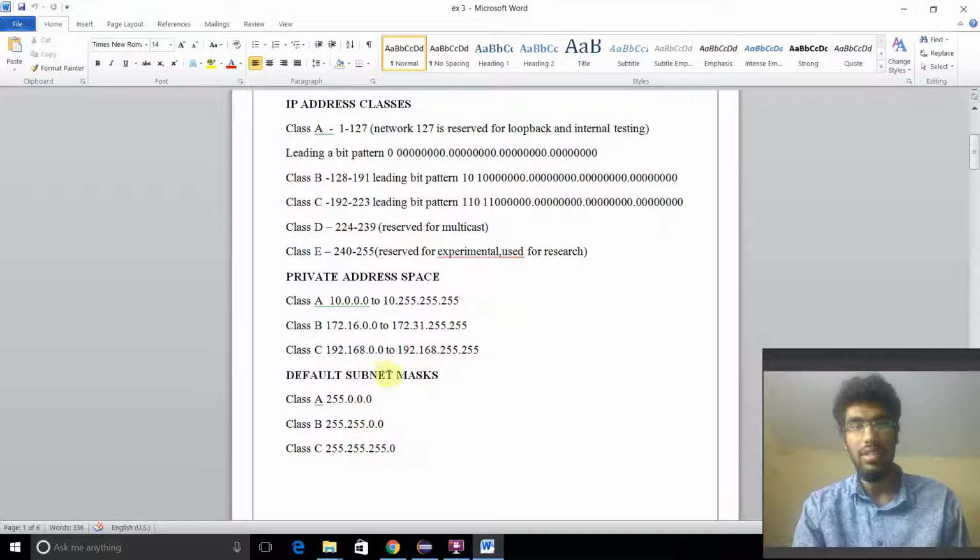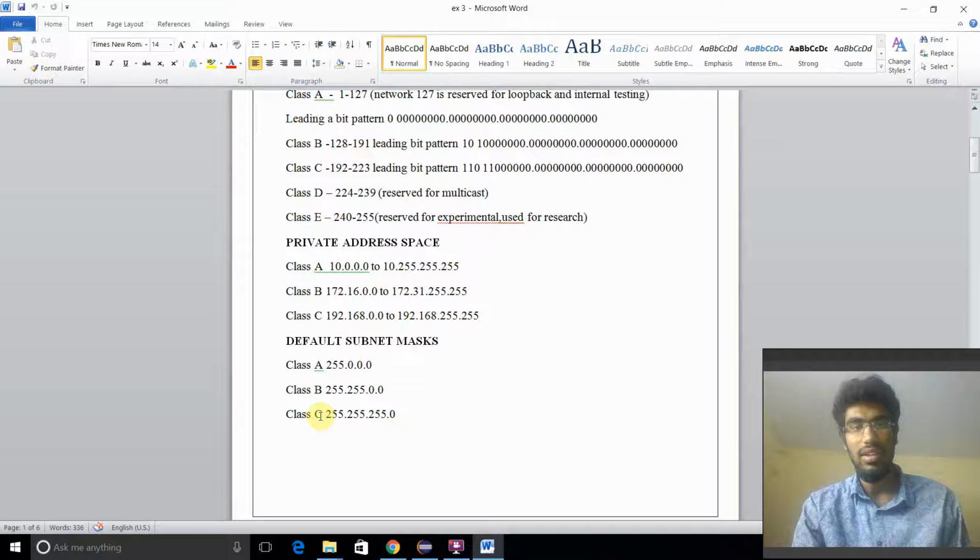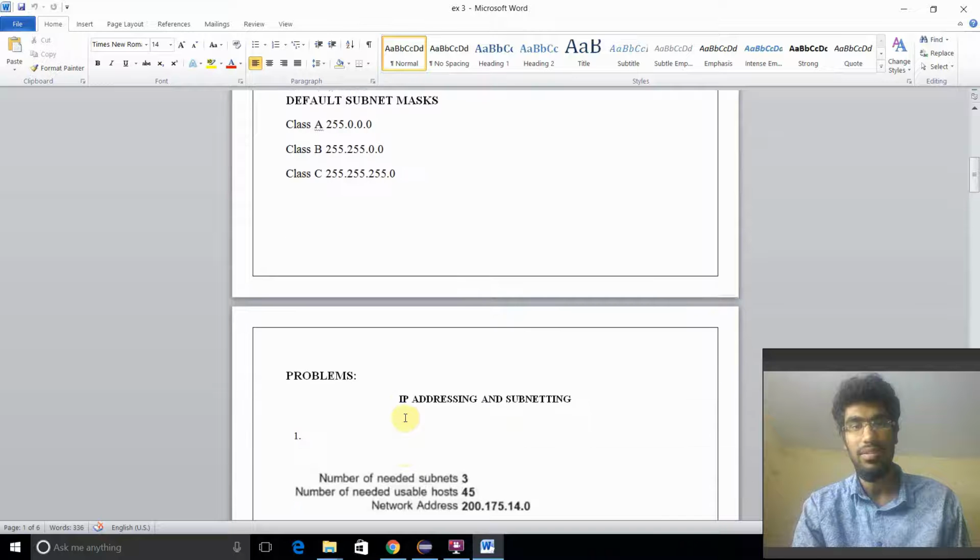And the default subnet mask for Class A is 255.0.0.0, and in Class A the first 8 bits are network bits, and the next 24 bits are host bits. In Class B the first 16 bits are network bits, and the next 16 bits are host bits. The default subnet mask for Class B is 255.255.0.0, and the default subnet mask for Class C is 255.255.255.0, and in Class C the first 24 bits are network bits, and the next 8 bits are host bits.